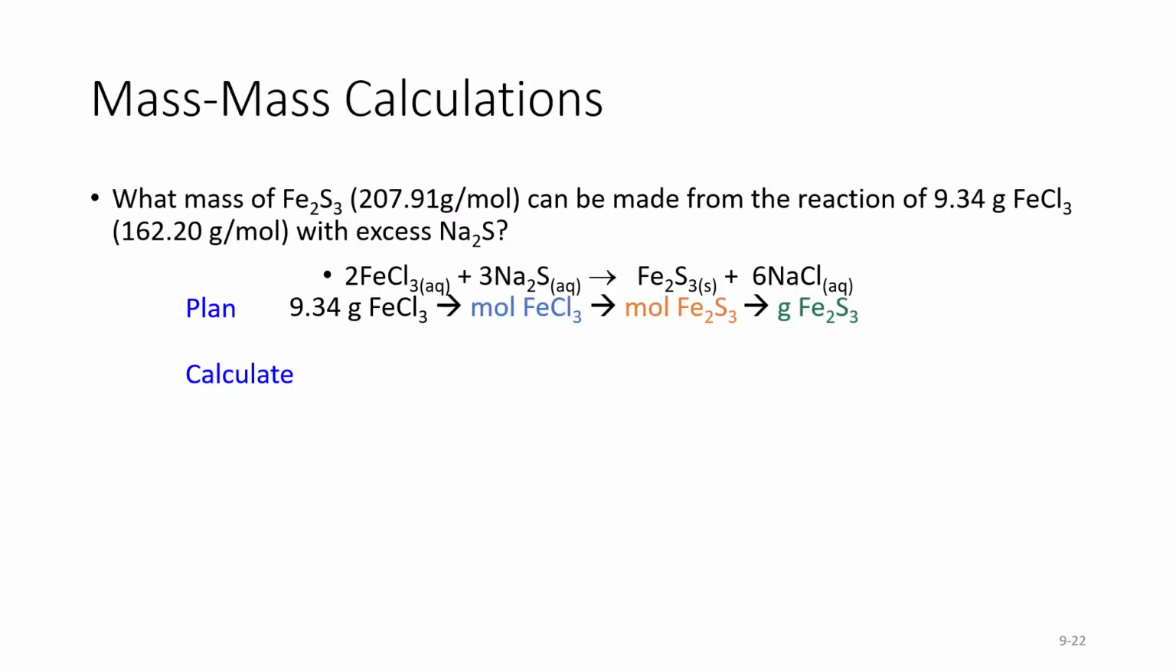What mass of Fe2S3 can be made from the reaction of 9.34 grams of FeCl3 with excess Na2S? This is excess, so this is not something that we're trying to calculate in the problem. So reading the problem, what mass of Fe2S3, question mark grams, Fe2S3, can be made from the reaction of 9.34 grams of FeCl3.